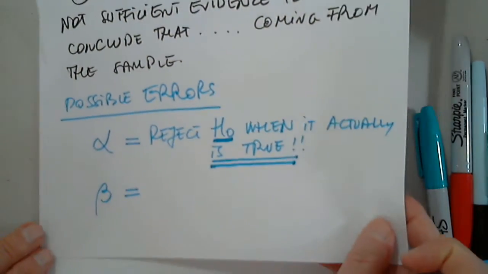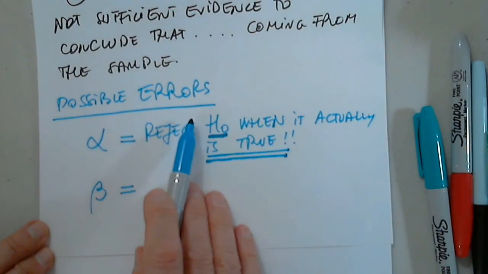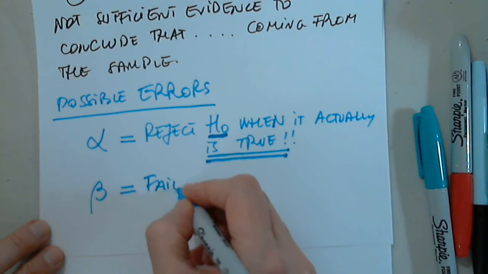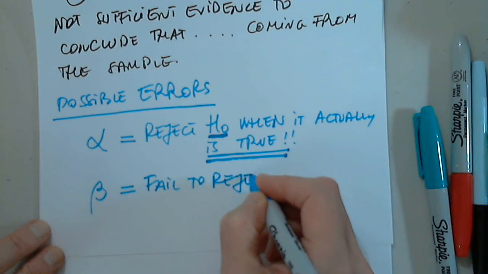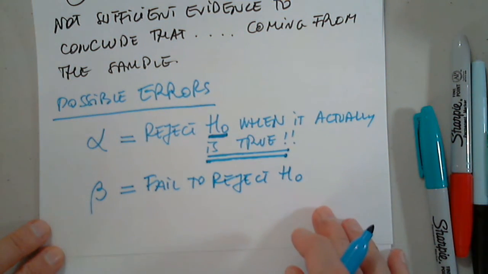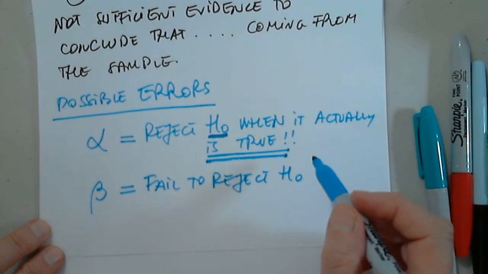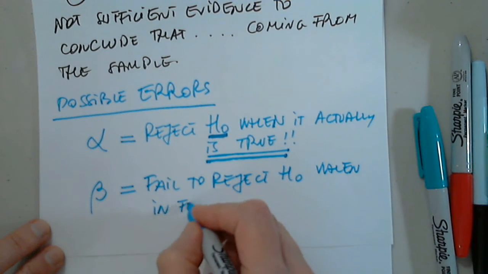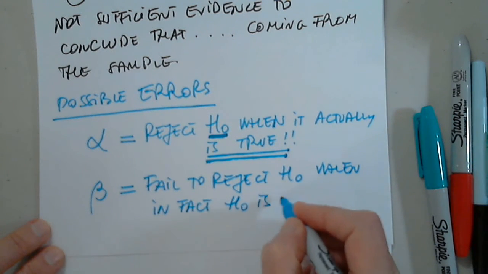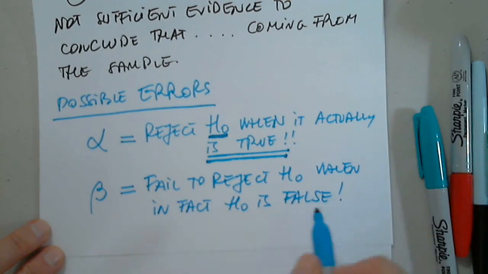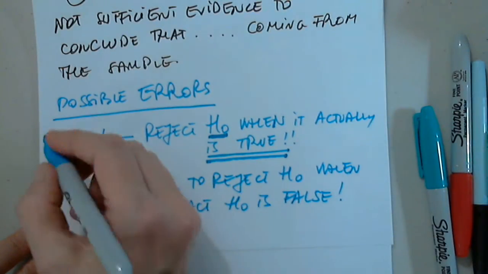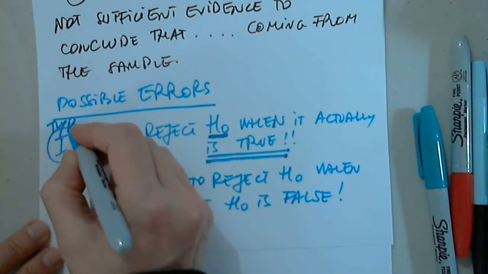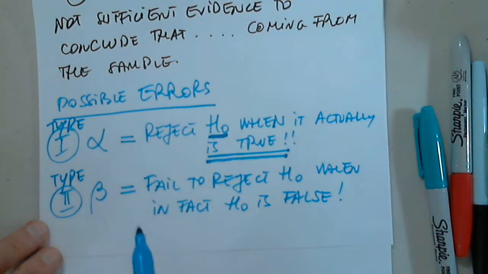What else can happen? What is the other possibility for errors? There is only one other possibility. When I fail to reject the null hypothesis, when in fact it's false. When in fact H0 is false. This is called type 1, and this is called type 2. Type 1 and type 2.